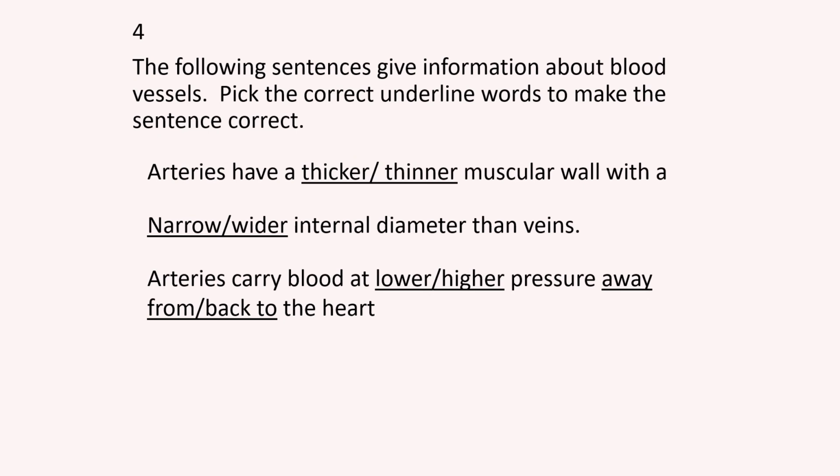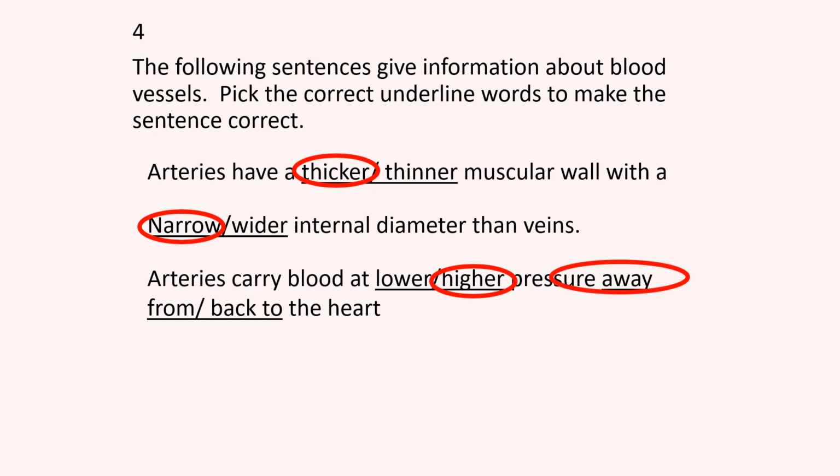Pick the correct underlined word to make the sentence correct. So arteries have a thicker or thinner muscular wall with a narrow or wider internal diameter than veins. Arteries carry blood at lower or higher pressure away or from or back to the heart. So try to write that out correctly before I go over the answer and pause the video. So the answer is that arteries have a thicker muscular wall with a narrow internal diameter than veins. Arteries carry blood at higher pressure away from the heart.